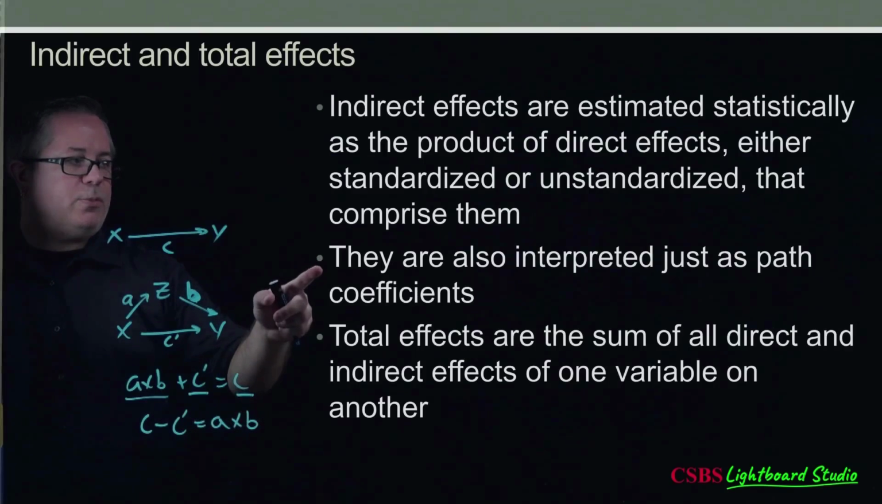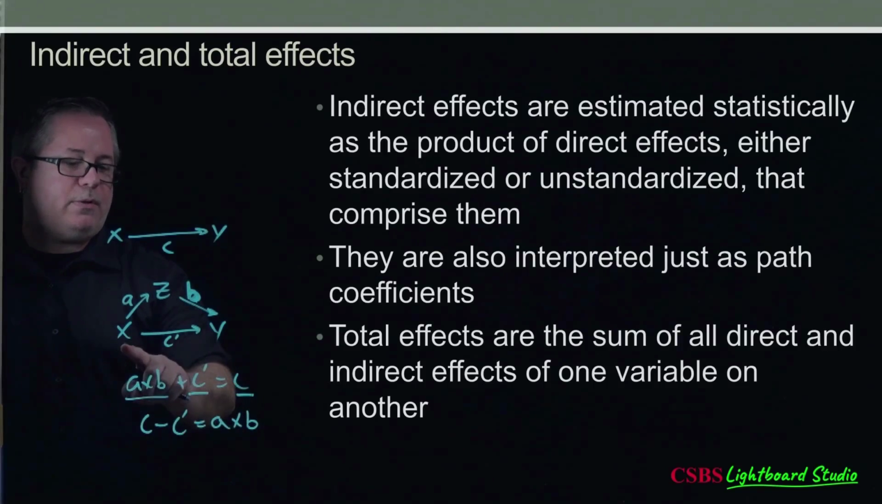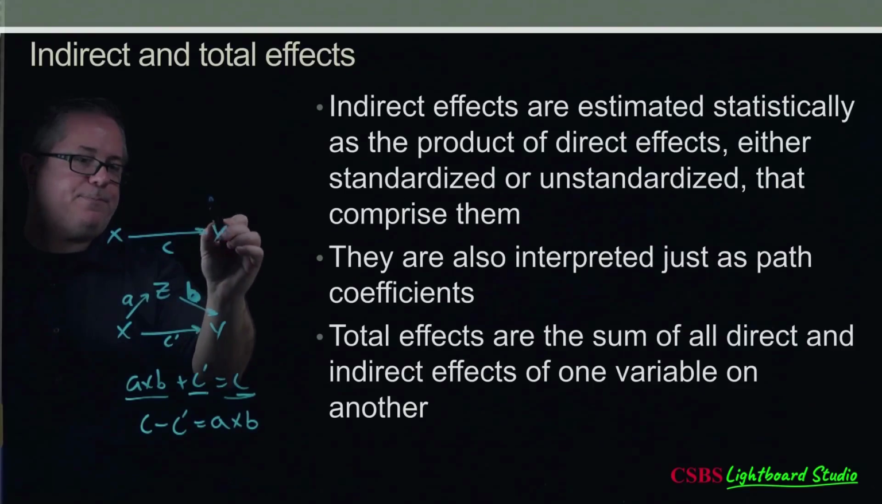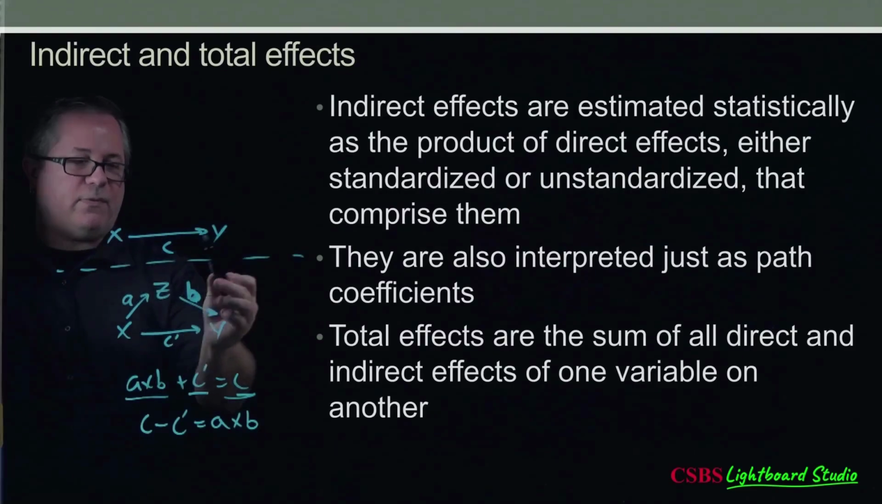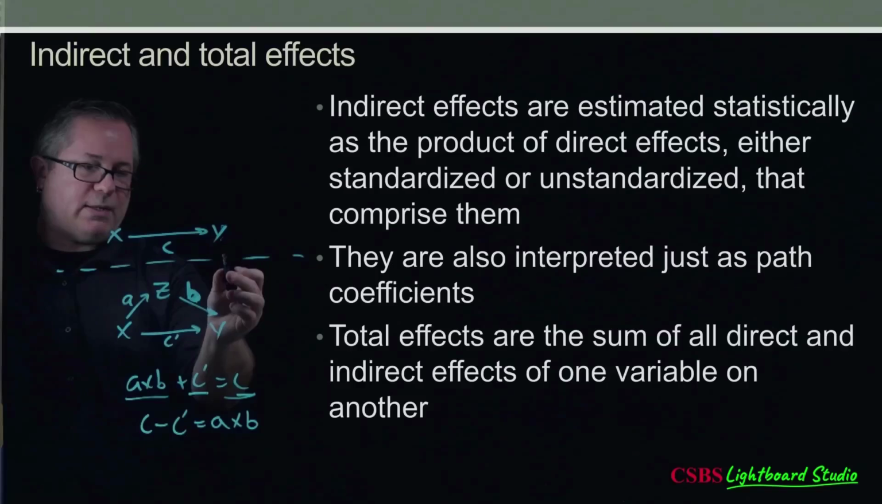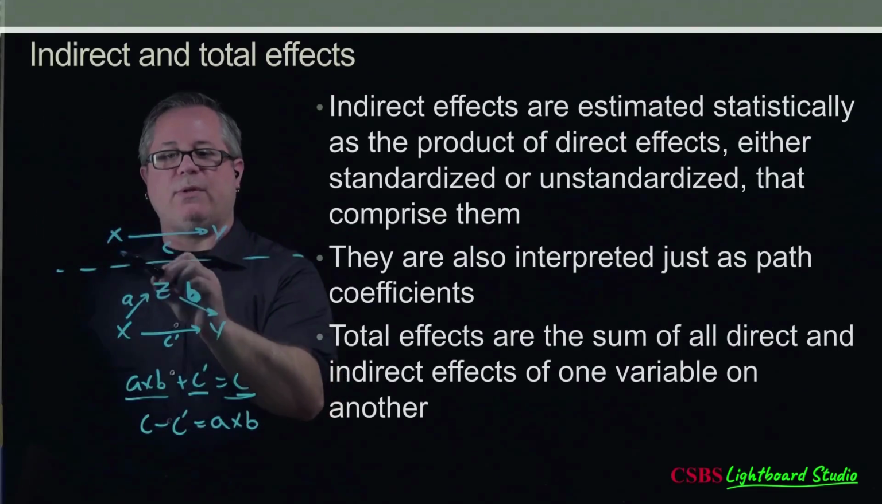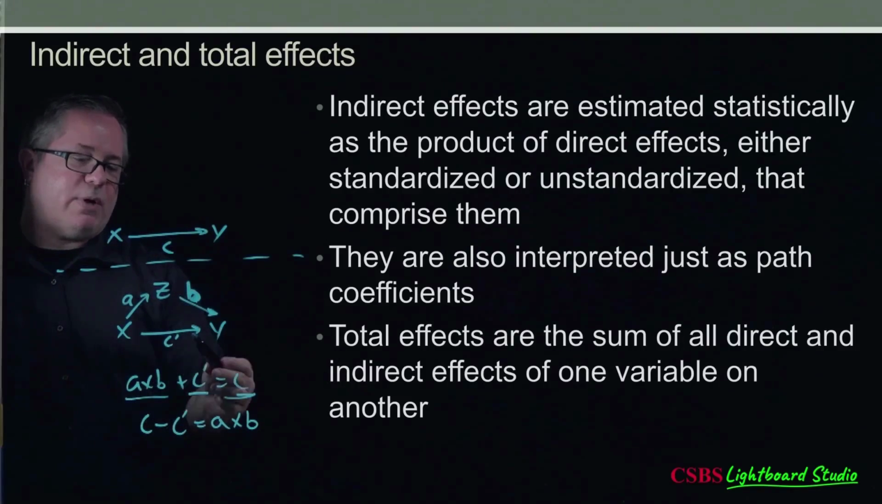But they're also interpreted just as path coefficients. Total effects are the sum of all direct and indirect effects of one variable on another, right? So the direct and indirect effects together give you the total effect C. If you have no indirect path in there, this is the total effect of X on Y. We have not split everything up. It's not the direct effect, because in order to have a direct effect, you have to have an indirect one. So you only talk about direct effects in relation to the indirect ones. If there are no indirect effects, this is the total effect of X on Y. And we can split that effect up into the direct and indirect effects, which means if I add them together, I get the total effect.